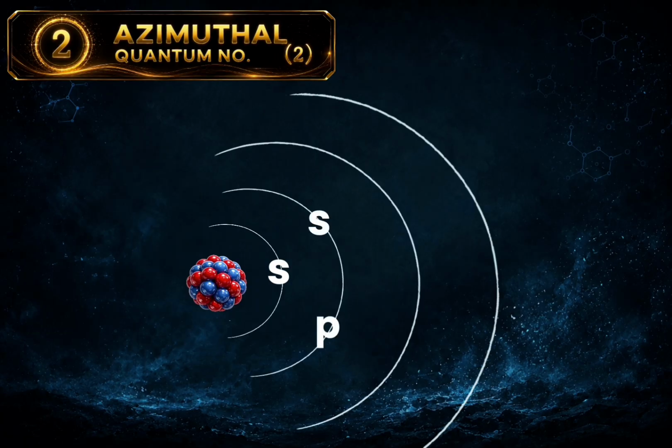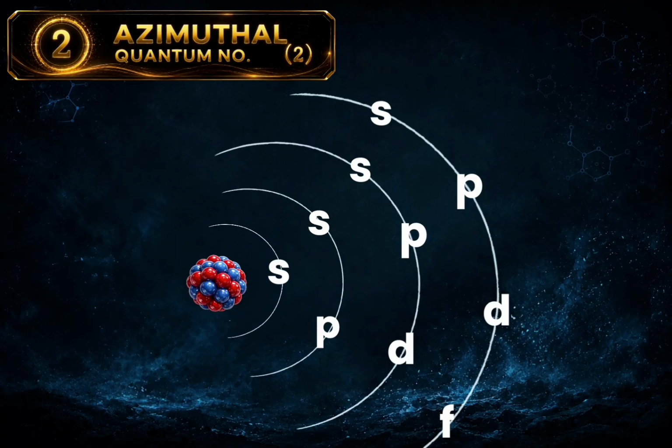Inside the third shell, there are 3 subshells: the S subshell, the P subshell, and the D subshell. And inside the fourth shell, there are 4 subshells: the S subshell, the P subshell, the D subshell, and the F subshell. So as you can see, every shell has the same number of subshells as its shell number.